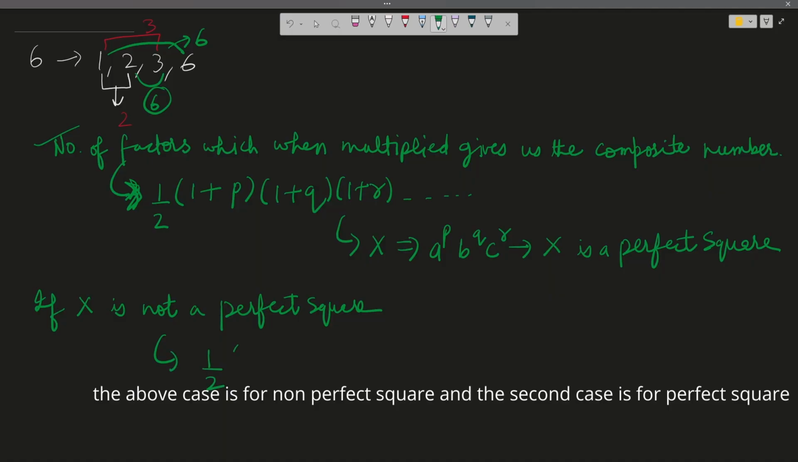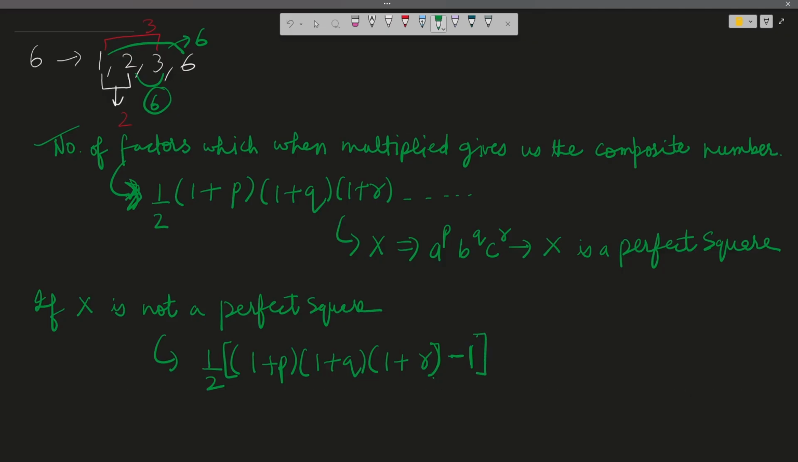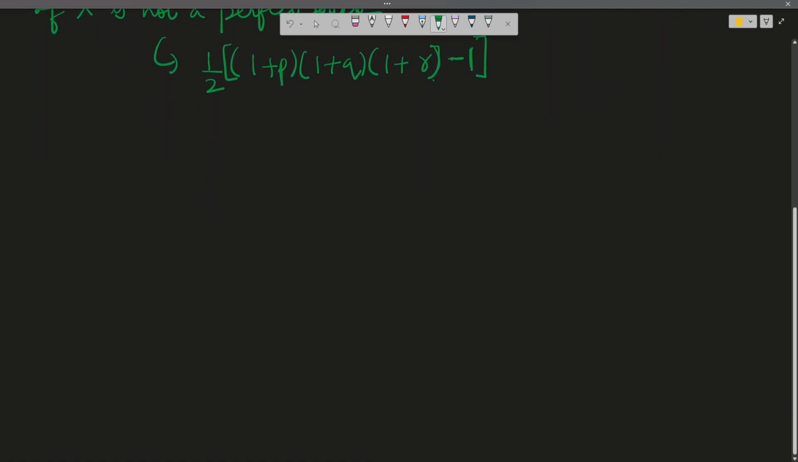the formula comes as half of 1 plus p into 1 plus q into 1 plus r, minus 1. Then the formula becomes this. So how could we arrive at this formula? That's a different case, but we could understand this formula with the help of some examples.